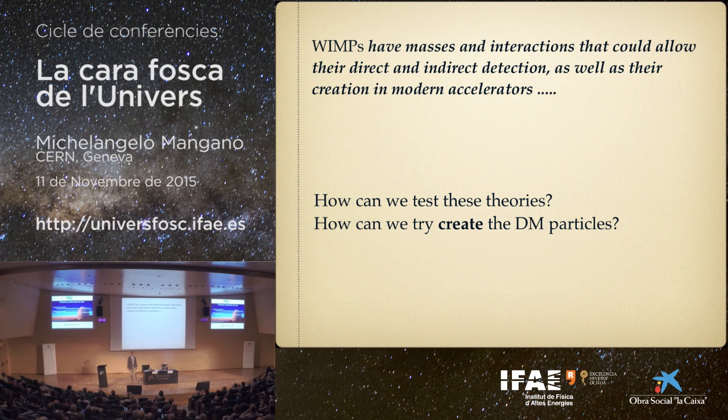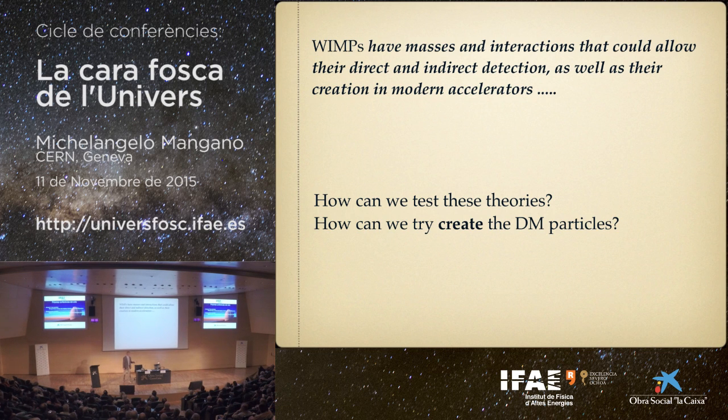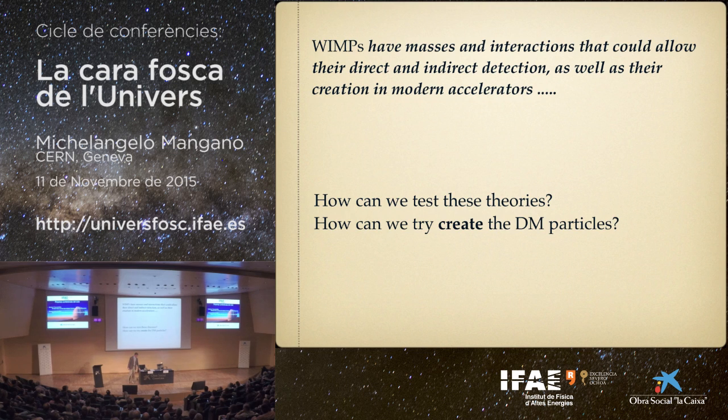What's more interesting is that by adding the constraints that come from the observation of dark matter, the cosmological observation, we find that WIMPs have masses and interactions. In order for them to be dark matter, they must have masses and interactions that could allow their both direct and indirect detection, as well as the creation in the modern accelerators. So the question is, how do we test these theories, and in particular, how can we create dark matter particles if we wanted to?